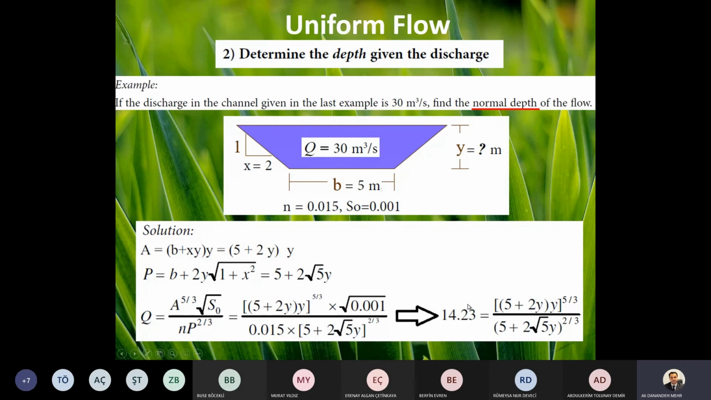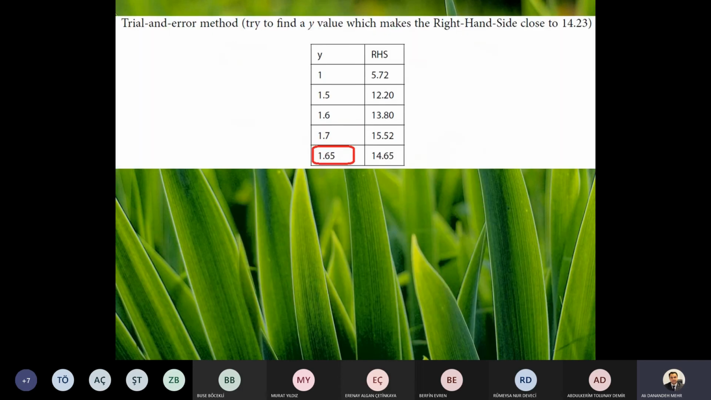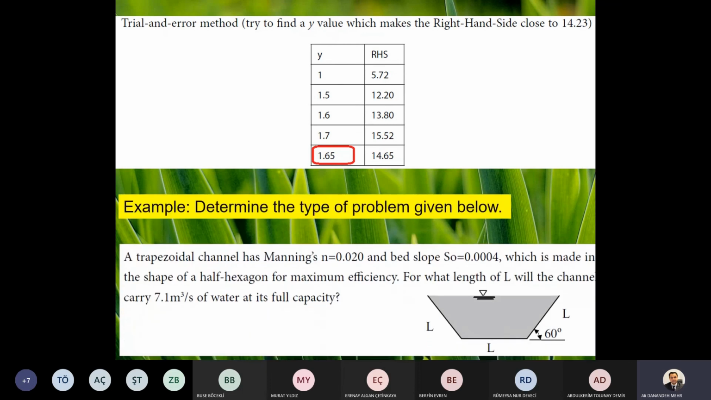This is one way, the trial and error method, to find the correct answer. Therefore, the normal depth would be something around 1.65 for the previous question.